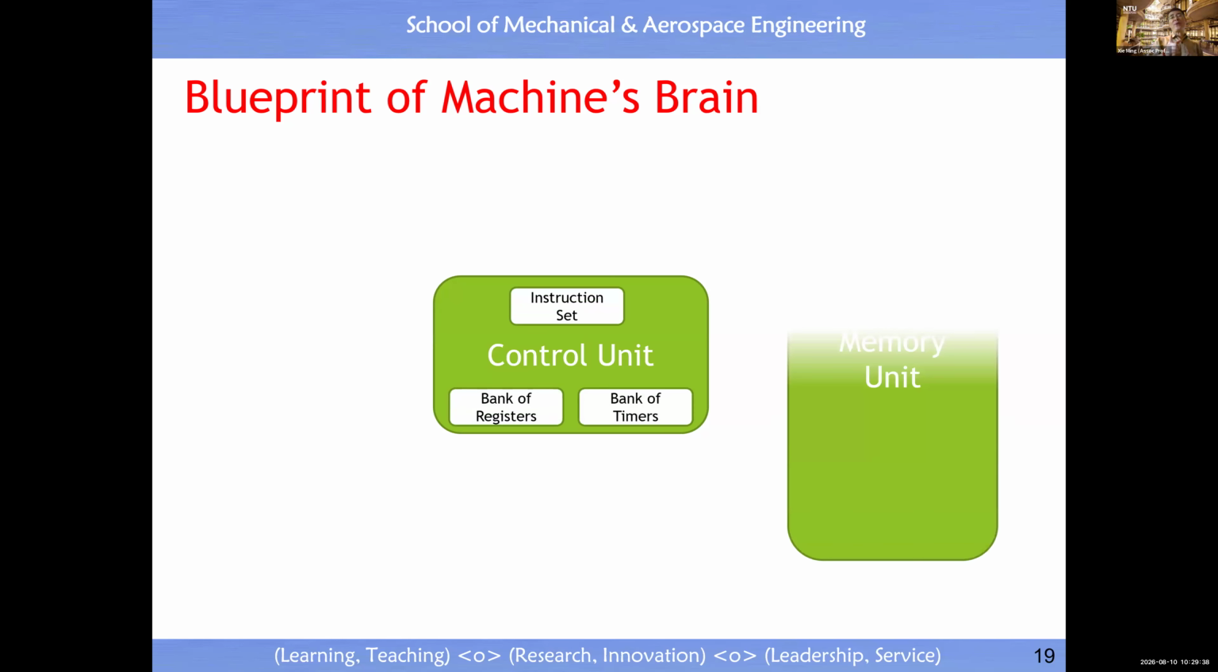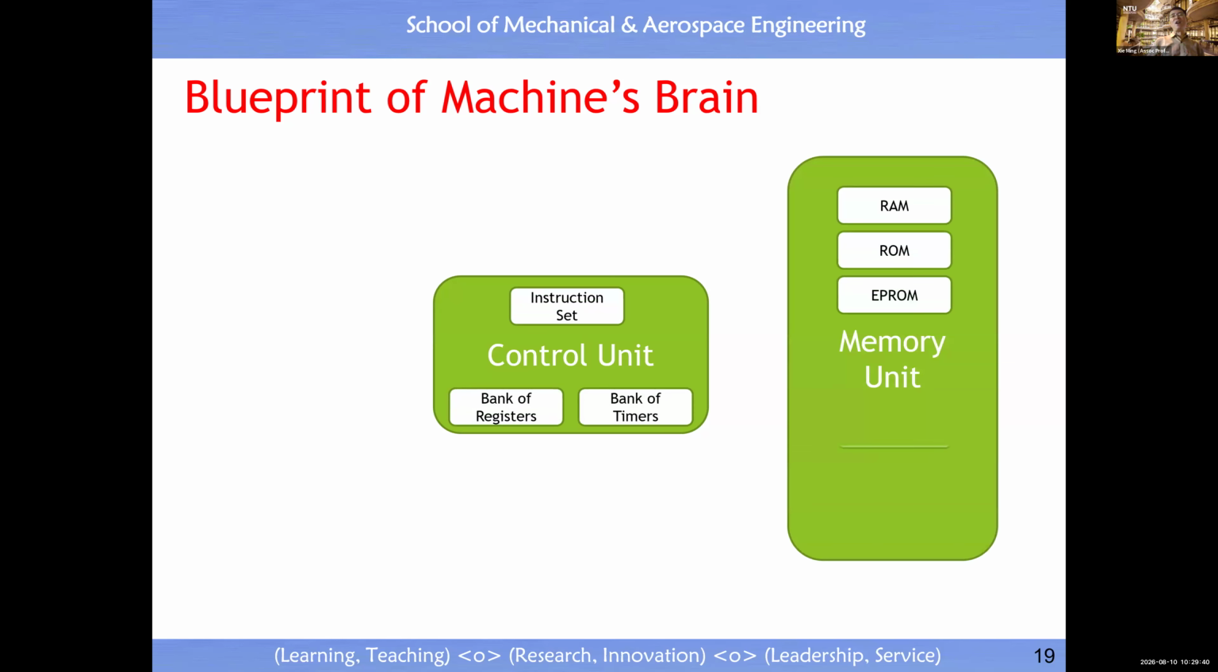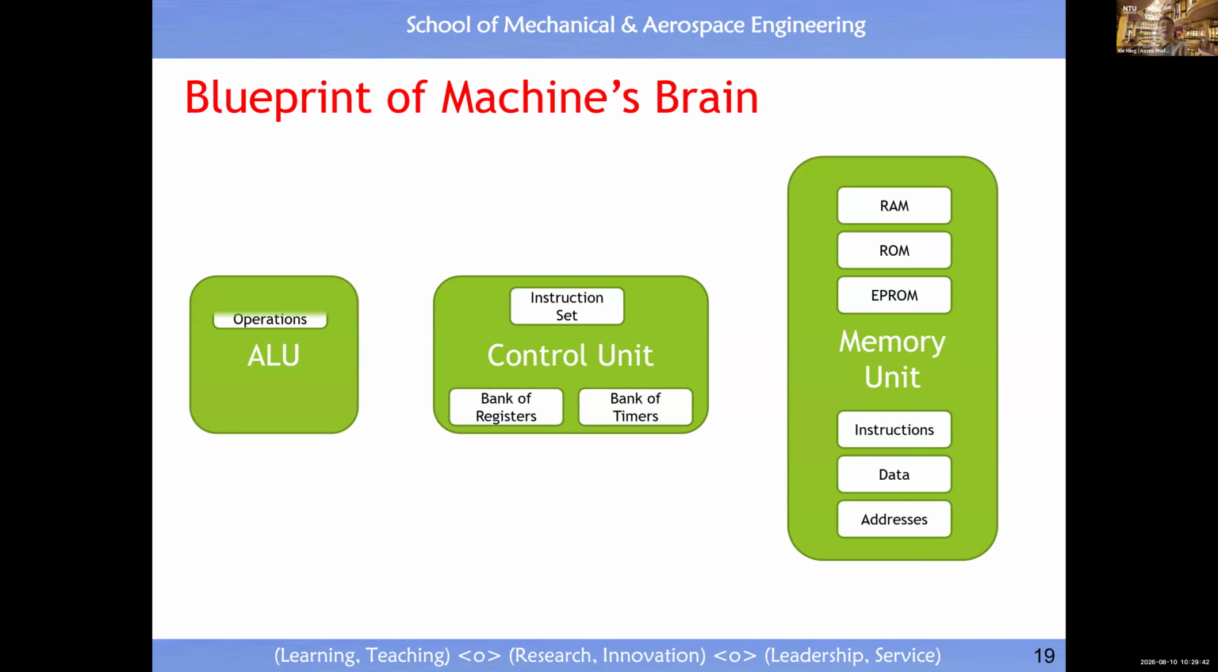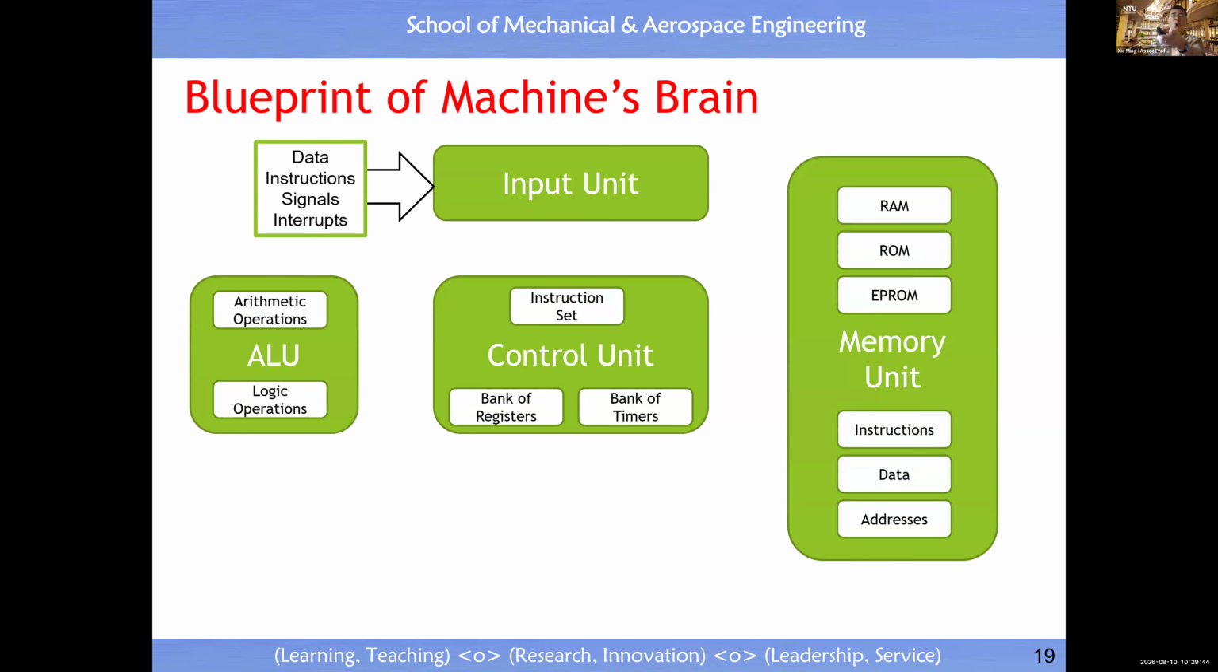This is the blueprint of today's digital computer. Okay, I'm just quickly showing you. You just pay attention to the control unit. Control unit, you remember, is like our midbrain. Okay, then we have an ALU. You see, ALU is like a cerebrum and cerebellum.